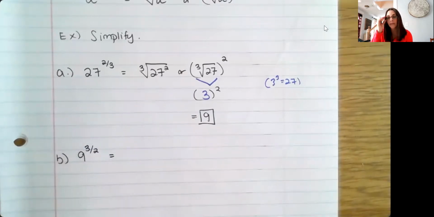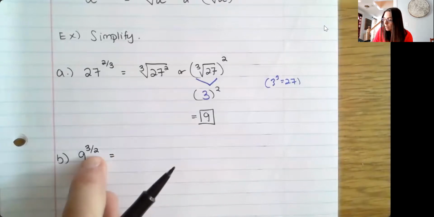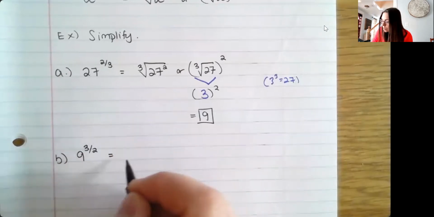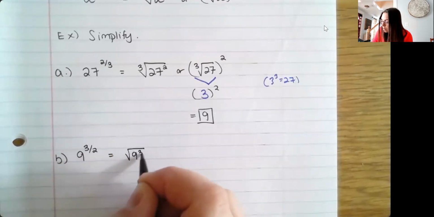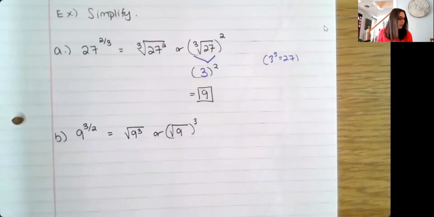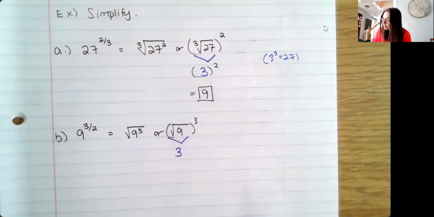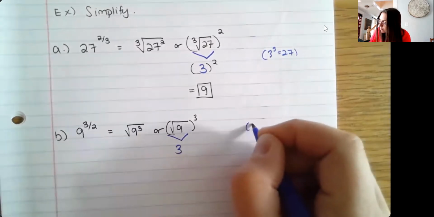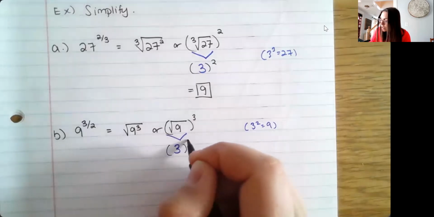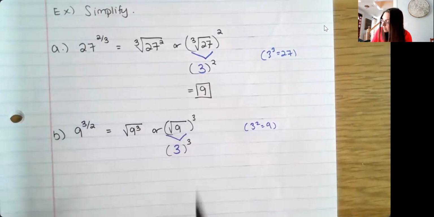So 9 to the 3/2. That denominator is your root. The numerator is your exponent. So here, if it's a square root, we don't have to write the 2 in. So it's the square root of 9 to the 3rd power, or the square root of 9 to the 3rd power. Okay. Again, usually one is going to be easier than the other if you can keep simplifying. Sometimes we can't really do much, but here we can. I know the square root of 9 is 3, right? Because 3 squared is 9. So I'm going to use this version, and then I'm going to find 3 cubed, and that's going to be 27.